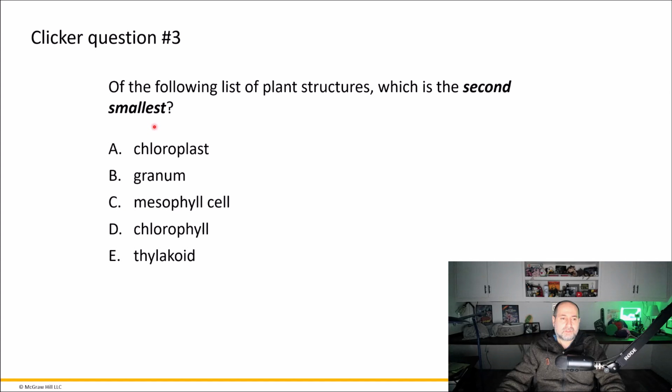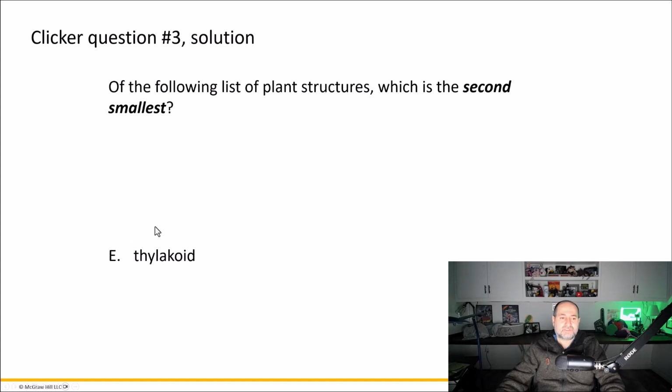So the largest would be a mesophyll cell, followed by a chloroplast, which is an organelle, followed by the granum, which is a stack of thylakoids, and the thylakoids contain chlorophyll. So the answer is thylakoid.